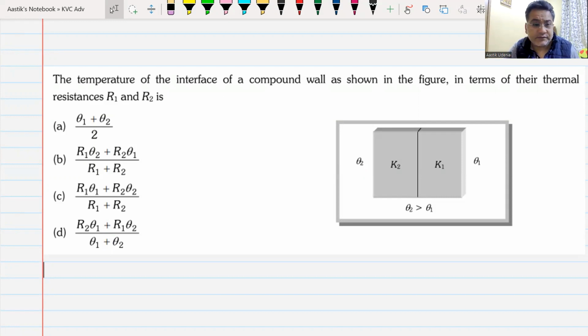What is the answer for this one? Option B, sir. Option B, that is correct. R1 theta 2 plus R2 theta 1 divided by R1 plus R2. Everyone understand this? Yes or no? Yes, sir.